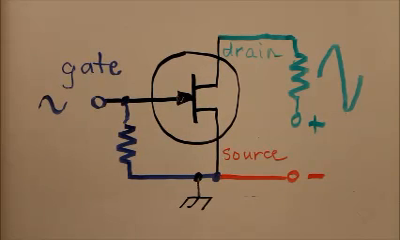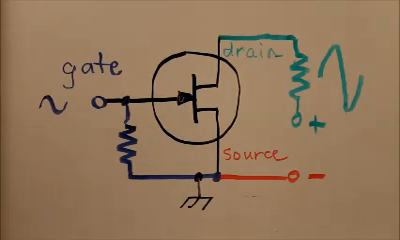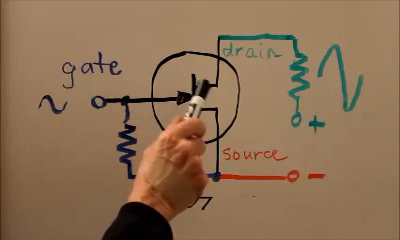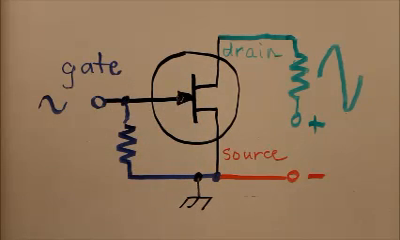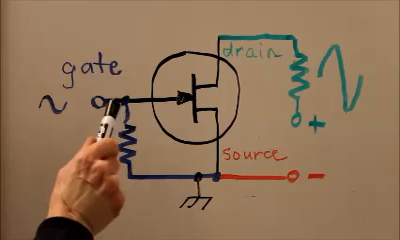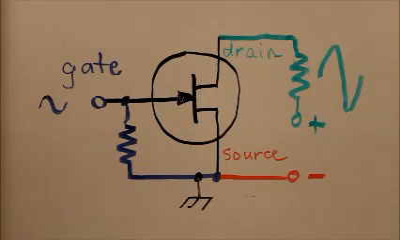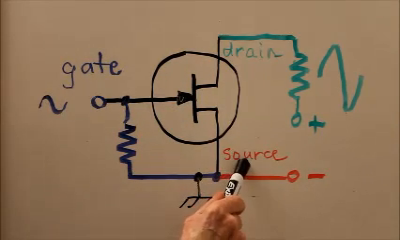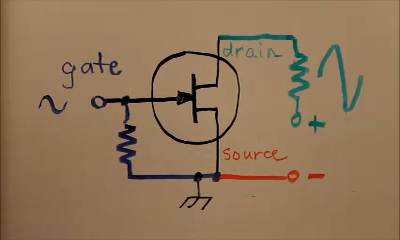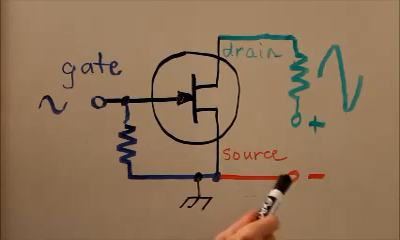JFET, J-F-E-T, is an acronym that stands for Junction Field Effect Transistor, and this is the symbol for an N-channel JFET. N-channel you can recognize by the arrow pointing inward. In a field effect transistor like this, the source electrode is usually grounded, that's what that symbol is, and connected to the negative pole of a DC power supply such as a battery.